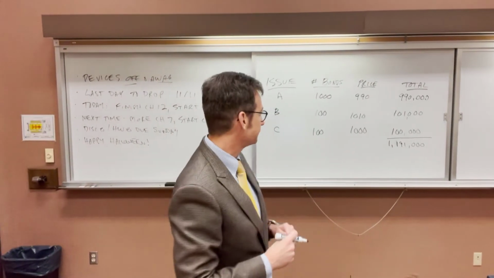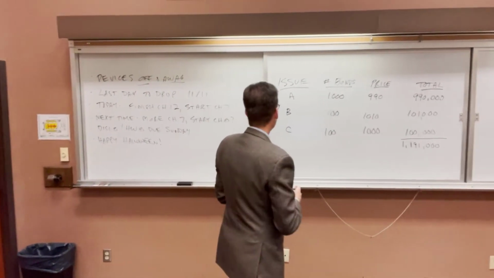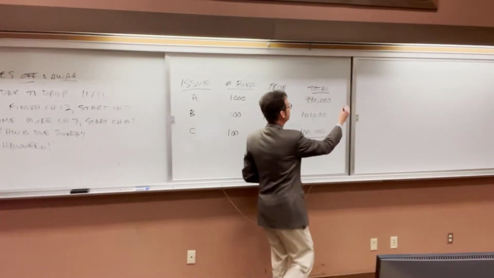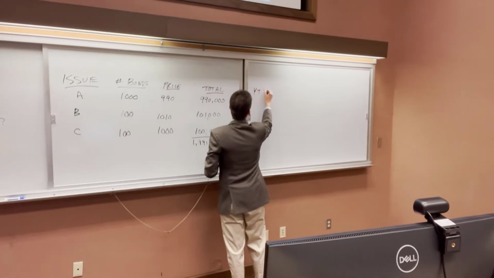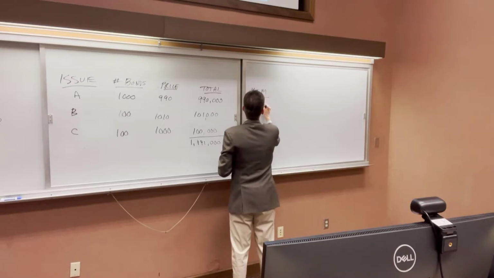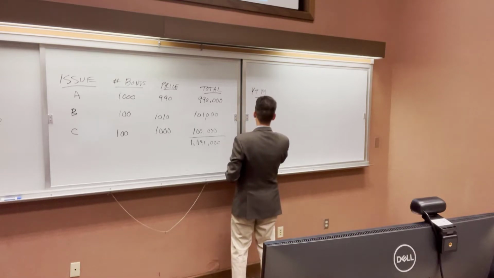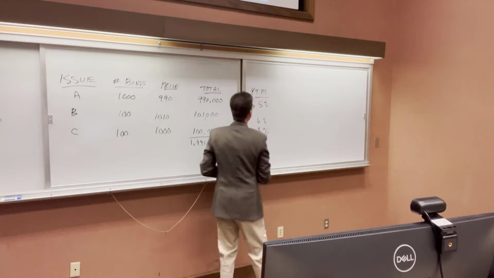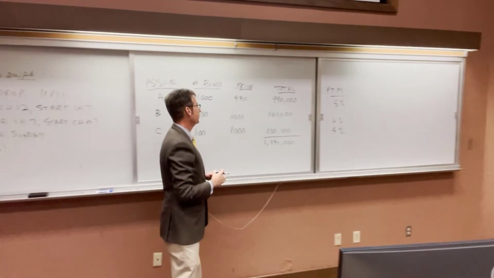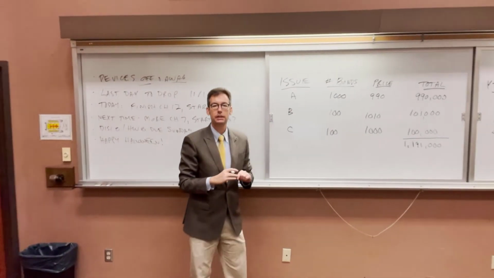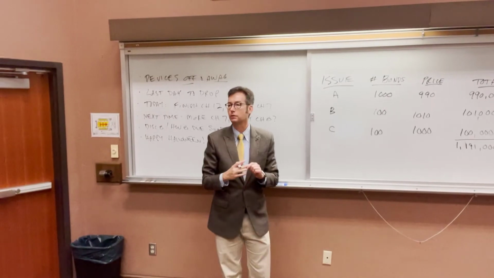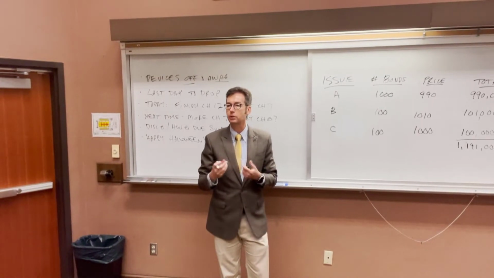Okay, now, if you had to guess, oh, by the way, yield to maturity: 5%, 6%, 4%. What do you think we're going to do? Any ideas? Think about portfolios. How do we find the expected return on a portfolio?